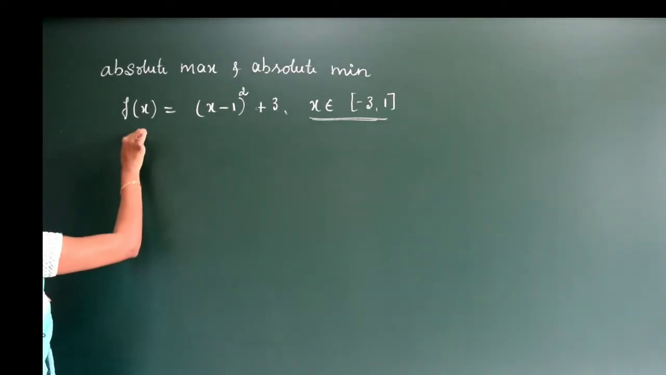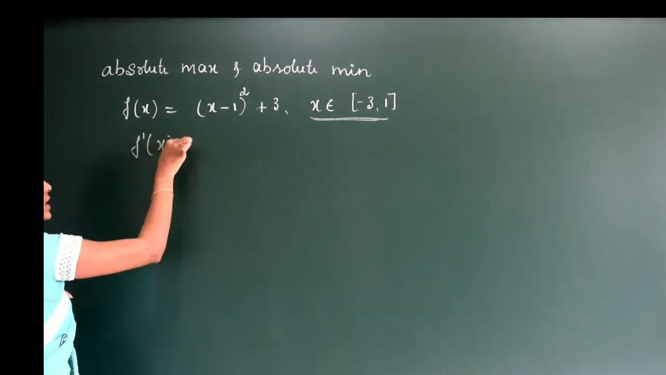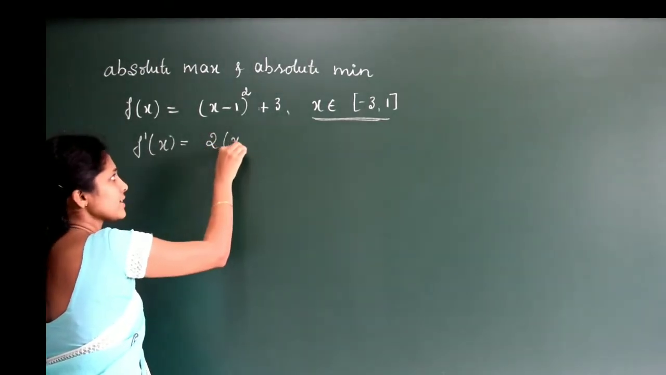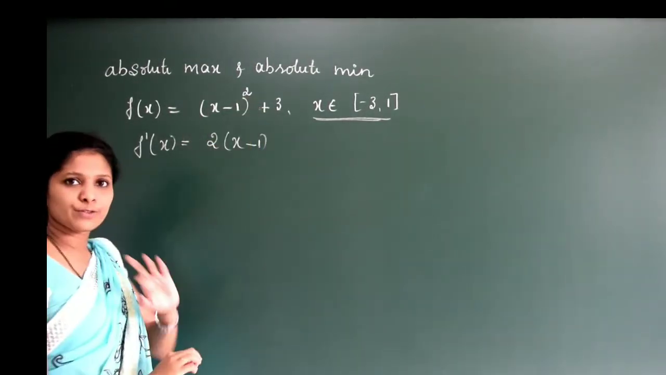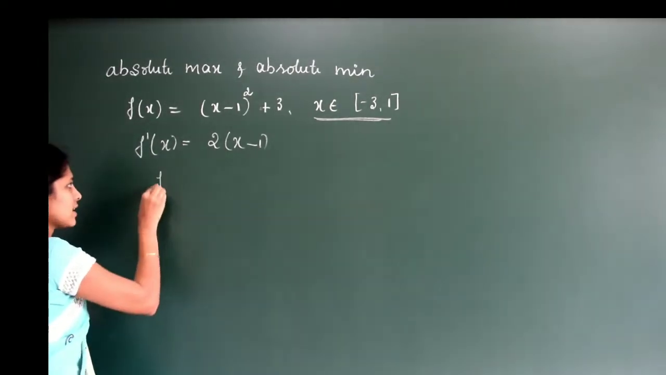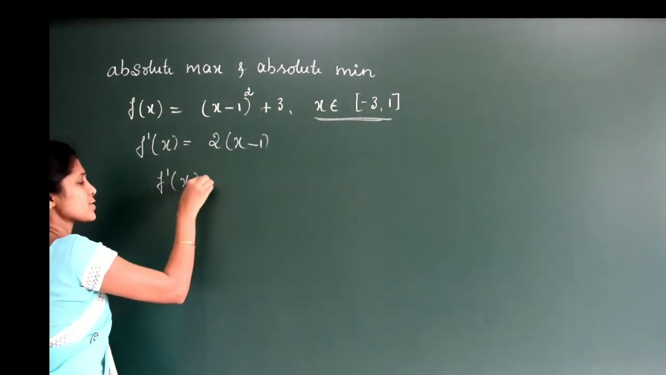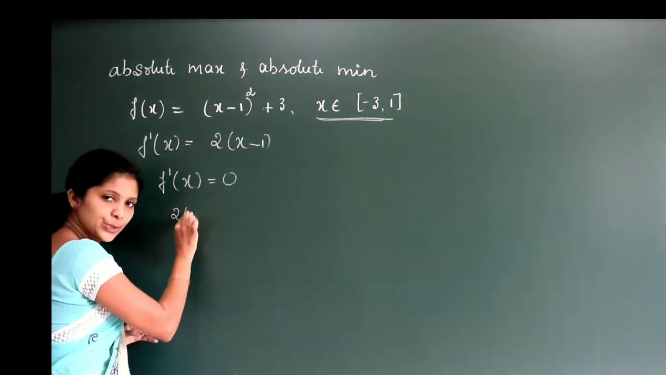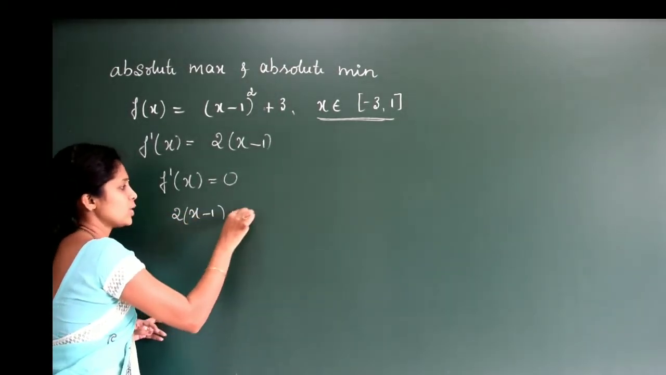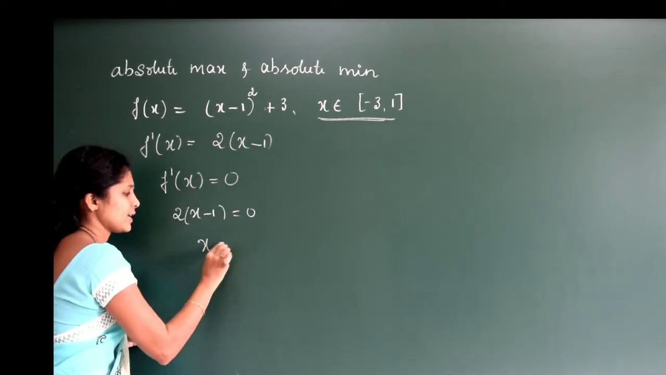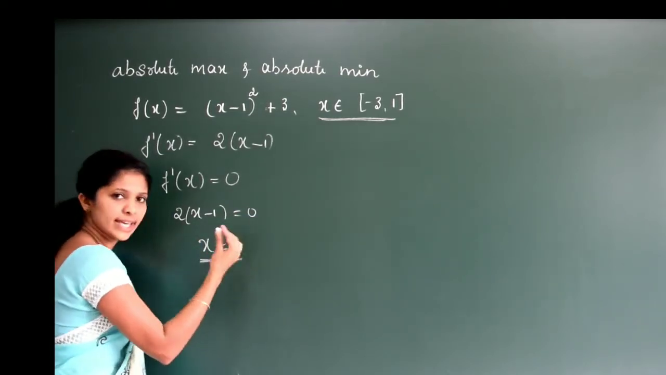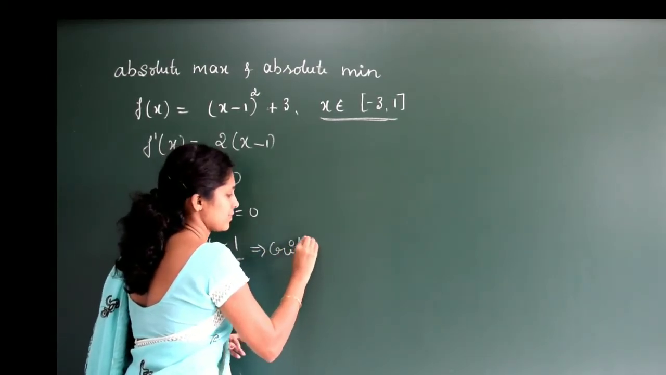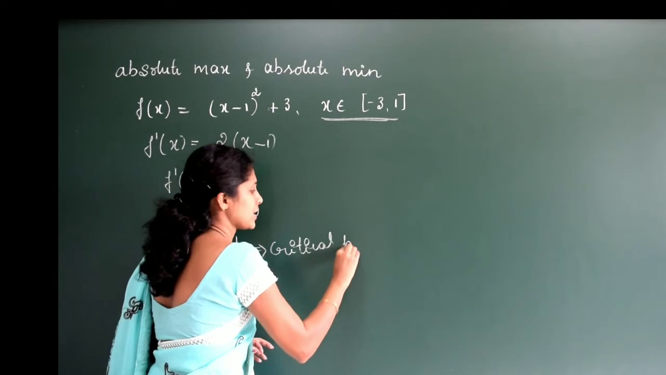First, I will differentiate. f'(x) is equal to 2(x minus 1), right? Derivative of 3 will be 0. Next, equate to 0. f'(x) is equal to 0. So this is 2(x minus 1) is equal to 0. By this I can write the value of x as 1. So we got x as 1, this is called the critical point. So clear? So this is the critical point.